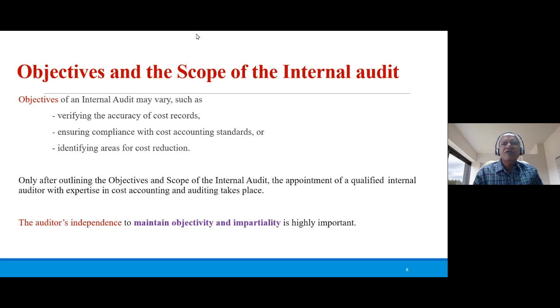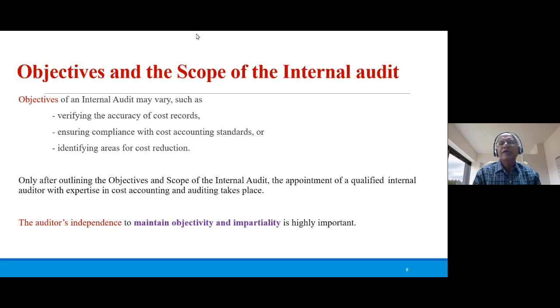So the internal auditor is supposed to take this as a part of his role to check whether the compliances are in order if the company has spread its wing outside the country or is planning to spread its wing outside the country. Only after outlining the objectives and scope of internal audit, the appointment of the internal auditor has to take place. This is what we do in the board.